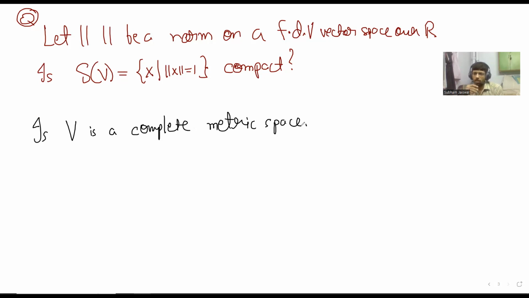Because, if it's complete, then you can prove that the unit ball SV is totally bounded. Okay, then it will be compact. But the totally bounded will come. But first, let us answer this: is V complete? Or we can directly answer the question.